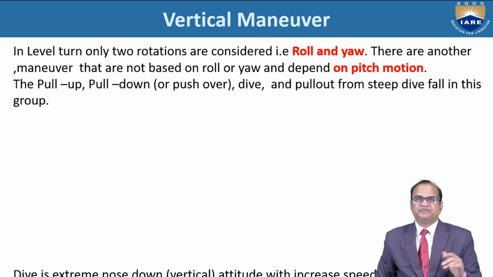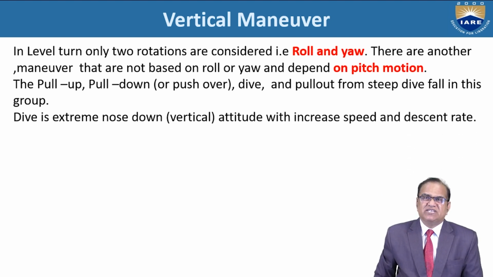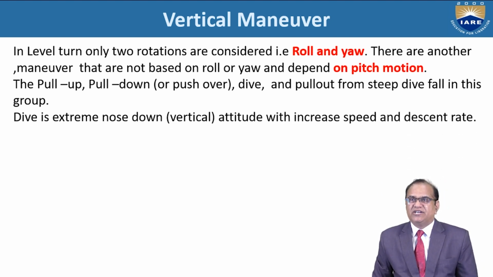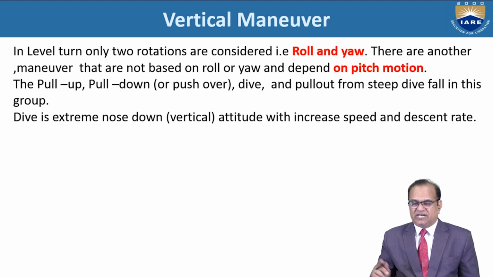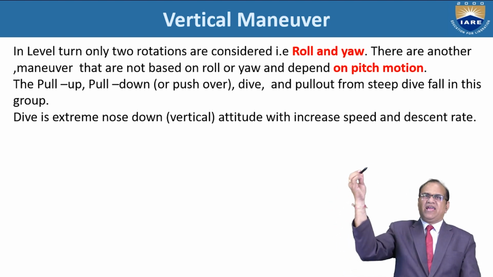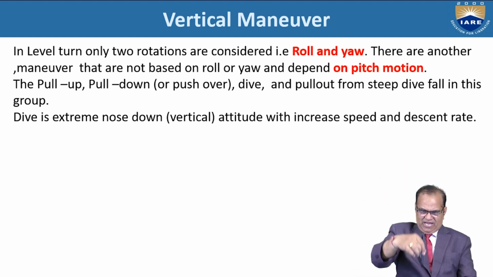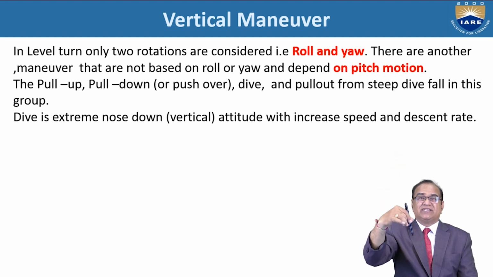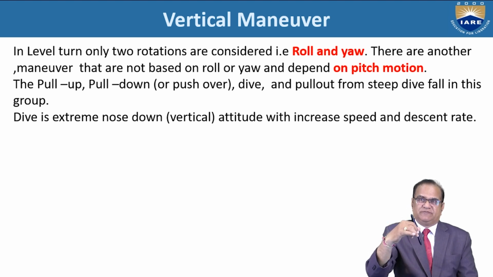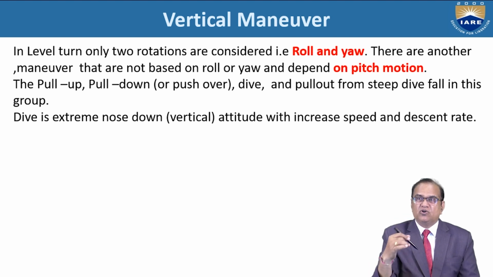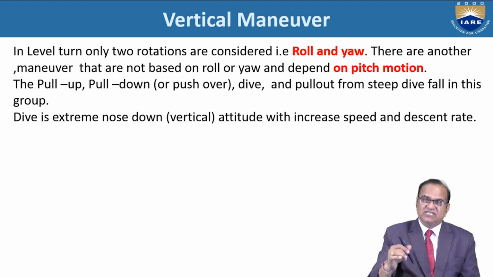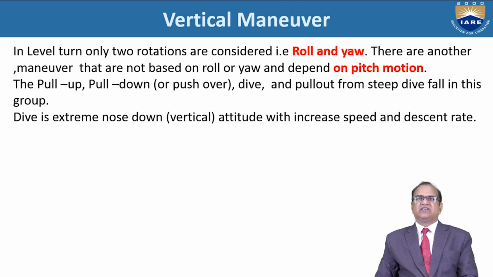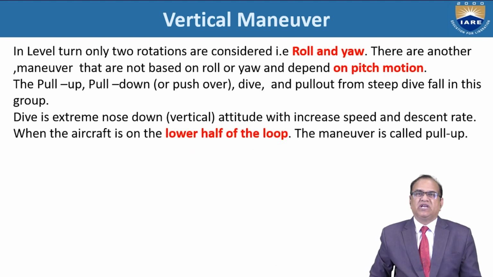Dive is an extreme nose down vertical attitude with increased speed and descent rate. So if an aircraft is flying like this and it is pulling down, vertically down at 90 degrees, it is called the dive. Dive is the extreme nose down attitude with increased speed and descent rate. So speed will also increase, and descent rate is also increased in the dive case.